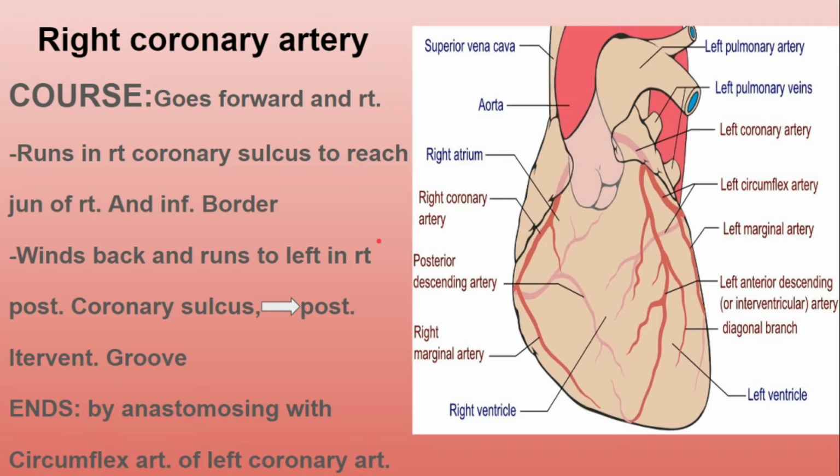First of all, the right coronary artery. This is the right coronary artery. This one. Now first of all, its course. The right coronary artery first of all passes forward and to the right, as you can see over here, to emerge on the surface of the heart between the root of the pulmonary trunk.